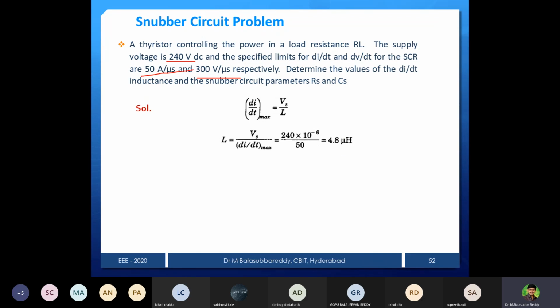Now, what are the other parameters we want to find? The Rs and Cs values. Now, the Rs formula we derived already. Rs is equal to L by Vs dV by dt max. So, L is known, 4.8 microhenry, Vs is 240 and dV by dt is 300. So, all these values are known. You can substitute here, and we'll get what Rs is. That is 6 ohms.